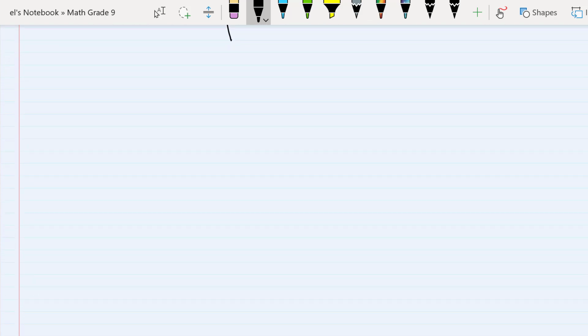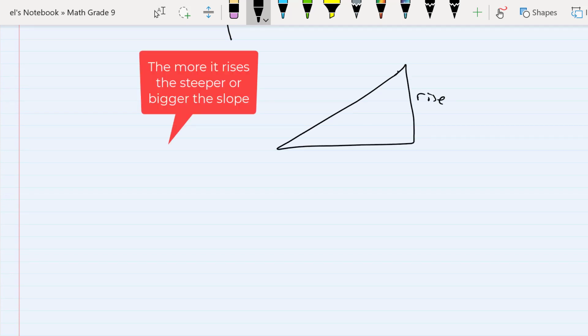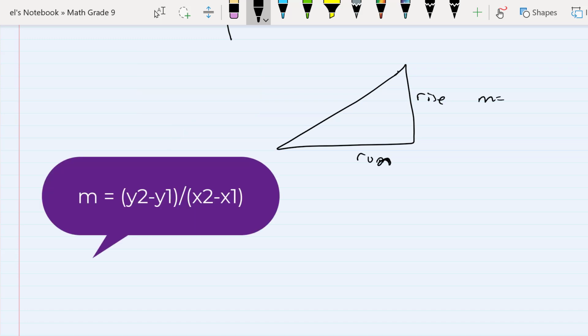Or if we draw it again, this is the rise and this is the run. The slope m, therefore, is just rise over run.